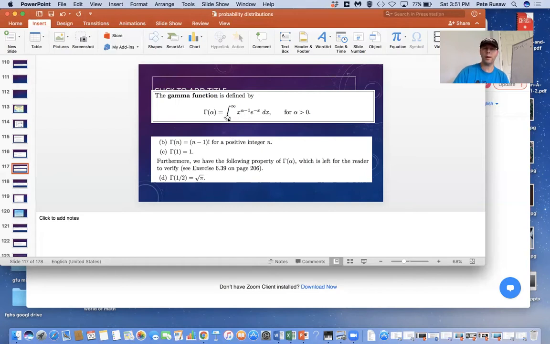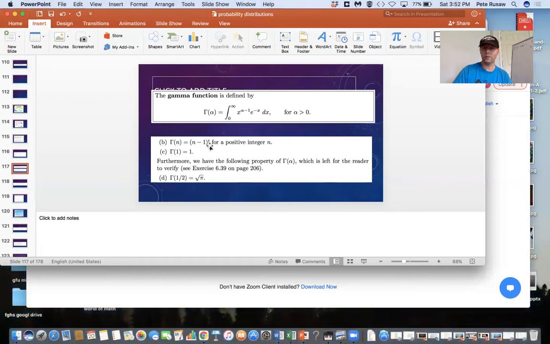And one of the really nice properties, probably the nicest property of this gamma function, is that gamma of a constant, like gamma of 10, is actually 10 minus 1, which is 9 factorial. So if I wanted to do gamma of 10, I could either do the integral from 0 to infinity of x to the 10 minus 1 e to the minus x dx, or I could just do 9 factorial, which is way easier. So just remember that gamma of a constant is that constant minus 1 factorial. It's also nice to note that gamma of 1 is 1.